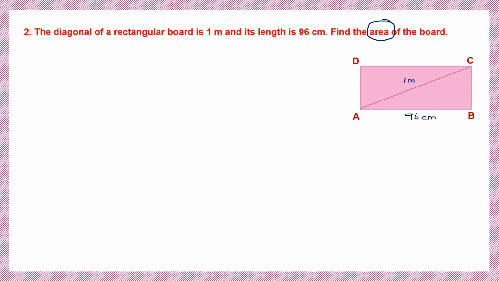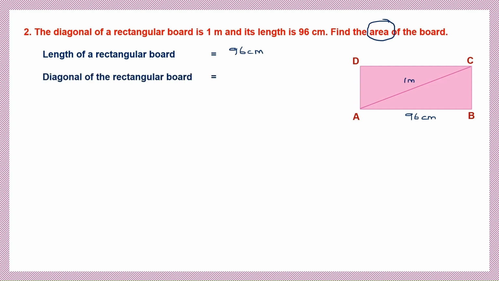To find the area, remember we use the formula length into breadth. Now we have the measurement of the length, but we don't have the measurement of the breadth. But we've been given the diagonal. Now with the help of the measurement of the diagonal and the length, we can first find the breadth. And once we find the breadth, we can find the area by using the formula length into breadth. So let's write what's given to us first. So we've been given the length of the rectangular board. Look at the figure. It says 96 centimeters. We've also been given the measurement of the diagonal, which is 1 meter.